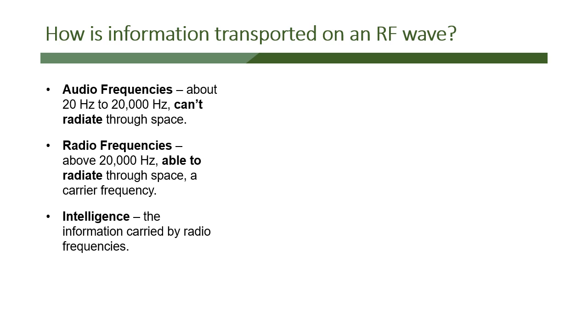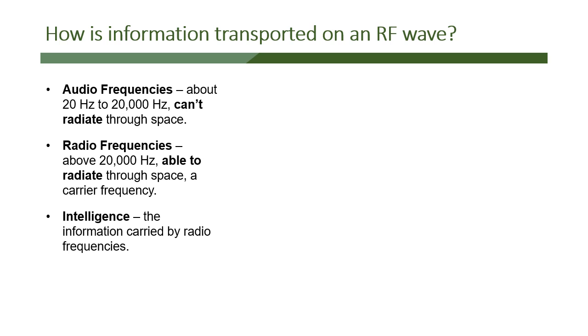They do not have enough energy to radiate through space through the transfer of energy. Radio frequencies are above 20,000 hertz. When I was being educated back in the 70s, we considered radio frequencies starting at 40,000 hertz, but the book now lists 20,000 hertz. They're able to radiate. There's enough energy that they can radiate through space without any medium. That's the difference between audio frequencies and radio frequencies.